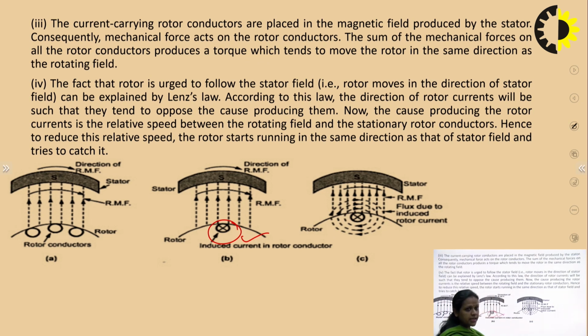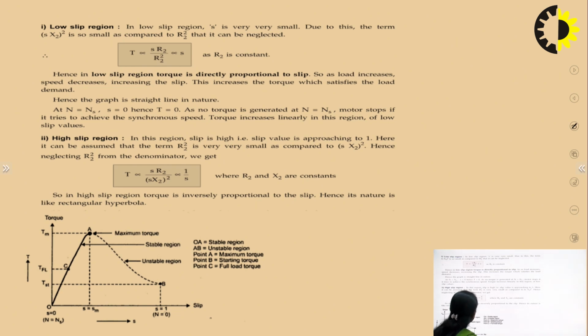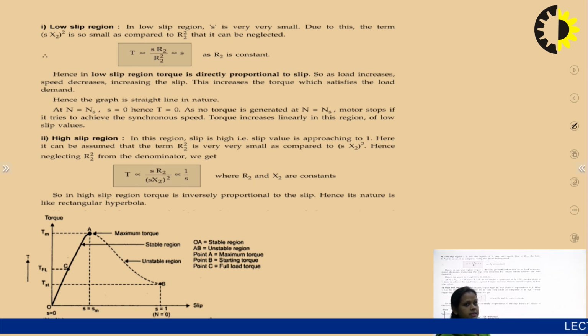The next part is the torque slip characteristic. This is the torque slip characteristic. We can divide it into two regions, the low slip region and the high slip region.